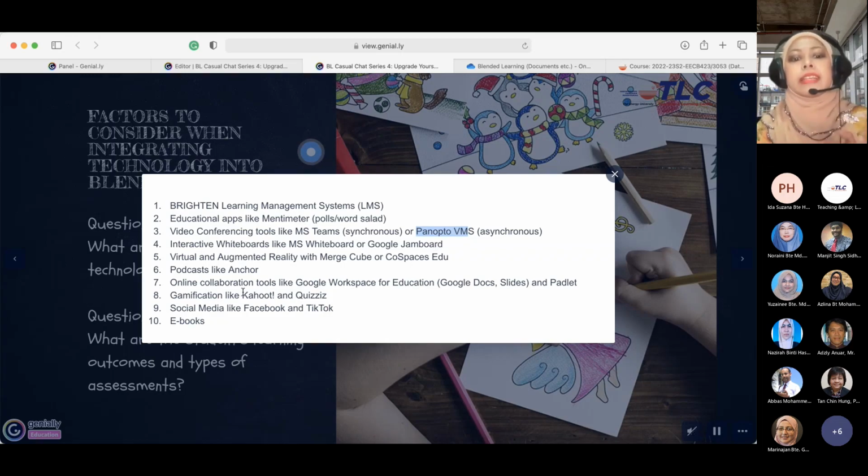Number four, interactive whiteboards like MS Whiteboard. We do this in Microsoft Teams, and also Google Jamboard is colorful if compared to whiteboard. In terms of convenience, I prefer Jamboard. So this is like a posting of sticky notes for them to generate ideas, brainstorming. It's good. Just spend like 5 to 20 minutes, right?